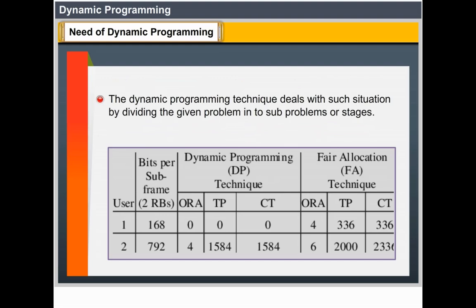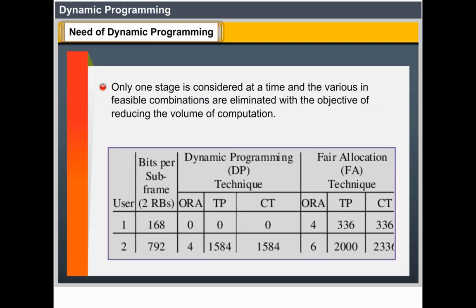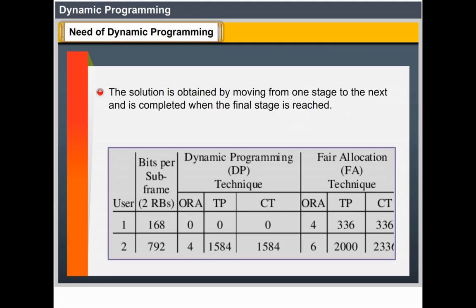The dynamic programming technique deals with such a situation by dividing the given problem into subproblems or stages. Only one stage is considered at a time and the various infeasible combinations are eliminated with the objective of reducing the volume of computation. The solution is obtained by moving from one stage to the next and is completed when the final stage is reached.